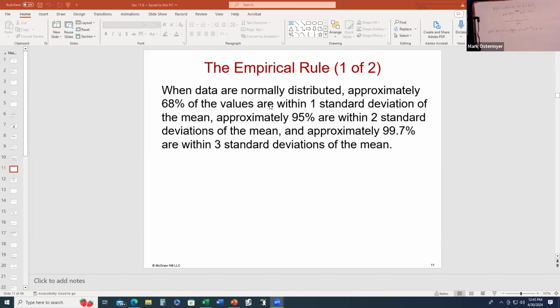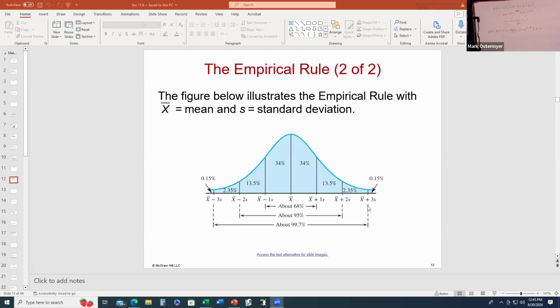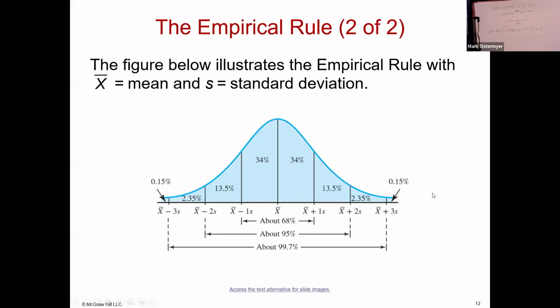All right, when data are normally distributed, approximately, according to this empirical rule, approximately 68% of the values will be within one standard deviation of the mean. About 95% of the entire data values will be within two standard deviations of the mean. And approximately 99.7% of all your data values in your data set will lie within three standard deviations either side of your mean. Pictorially, that is represented here. So this picture basically embodies what's called the empirical rule.